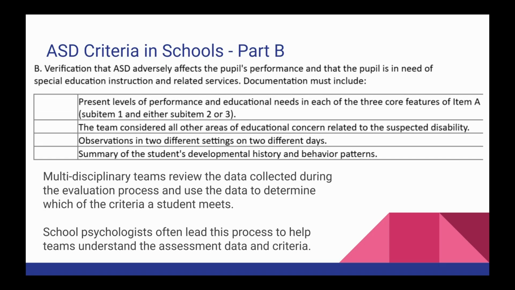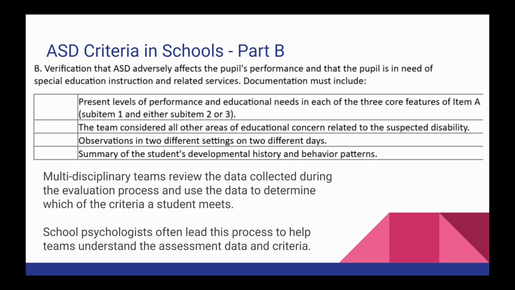And then part B of the criteria is that we have to say that the autism adversely affects the pupil's performance in school. So we have to show that they have present levels of need and what their performance is and their educational needs in all of those areas, so social communication, interaction, and repetitive behaviors. We have to look at all potential areas of disability and concern. We have to have at least two observations in at least two different settings on two different days. And we have to have a summary of their history and their behavior patterns. So what does their development look like and what's that pattern of behavior?